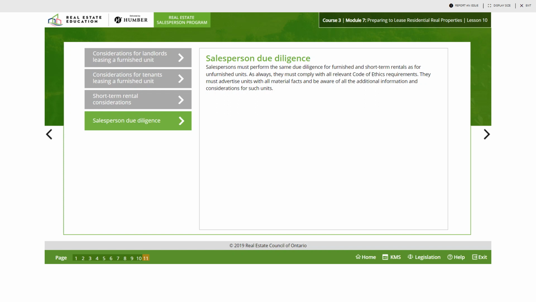And then lastly, salesperson due diligence. You must perform the same due diligence for furnished and short-term rentals as for unfurnished units. As always, they must comply with all relevant code of ethics requirements. They must advertise units with all material facts and be aware of all additional information and considerations for such units.